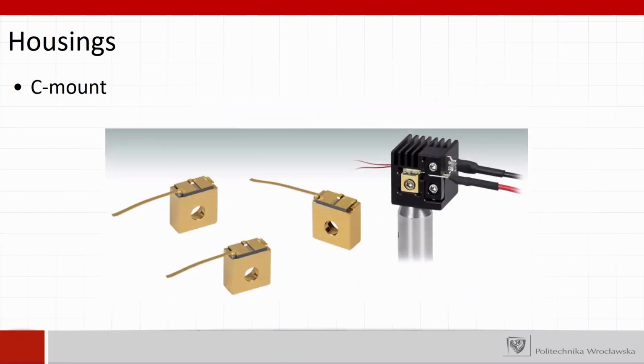So these TO lasers are usually low power lasers. If we have higher power lasers, they can be mounted in so-called C mounts. So you have these copper heat sinks, and the structure of the diode is placed here. And this is also inserted in a bigger mount with heat sinks and connection to the power supply.